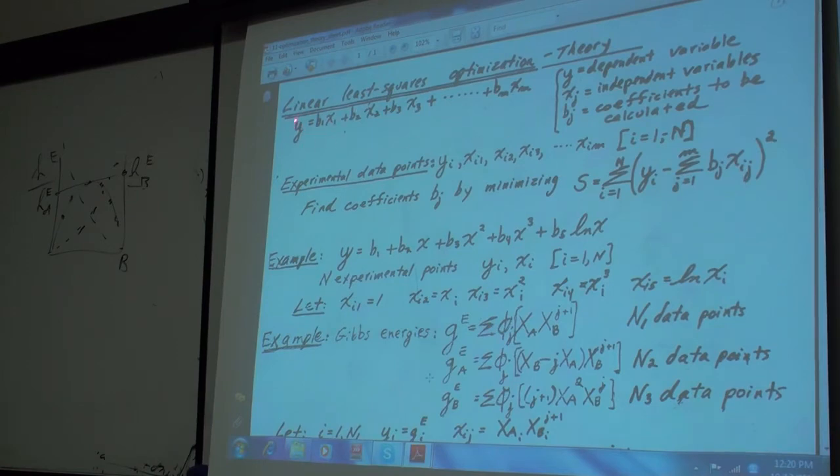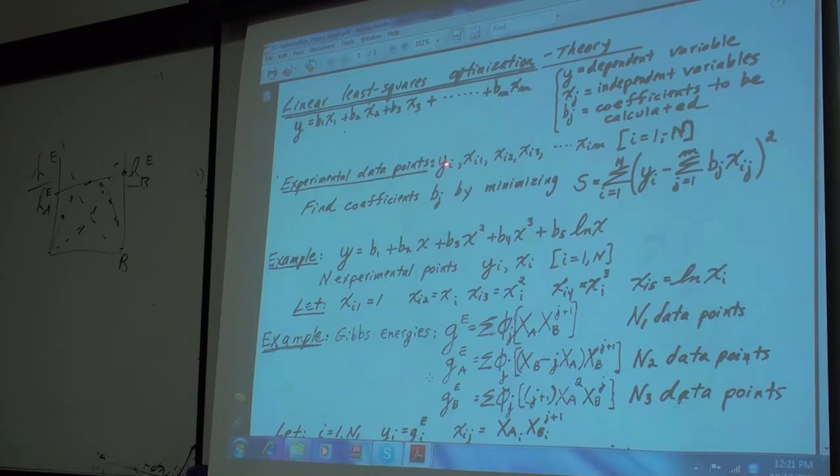Linear least squares in general: you have a dependent variable y, which is a function of independent variables x1, x2, x3. Okay, so you've got fixed independent variables x1, x2, x3, x4, and y is your dependent variable, the thing you measure, and then b1, b2, b3 are the coefficients. You're trying to fit all your experimental points to this equation. So dependent variable, independent variables, and bj are the coefficients to be calculated.